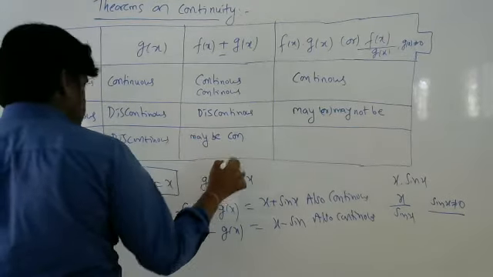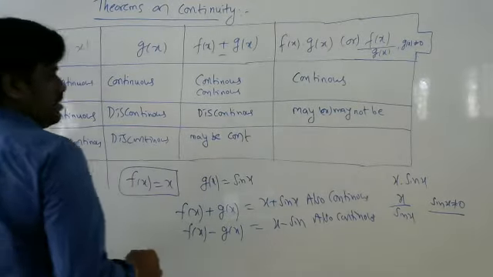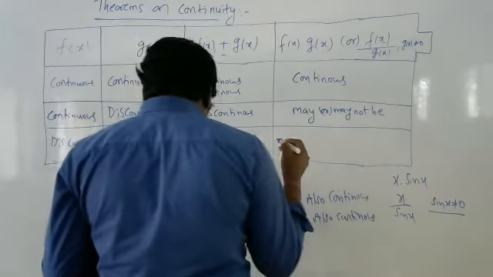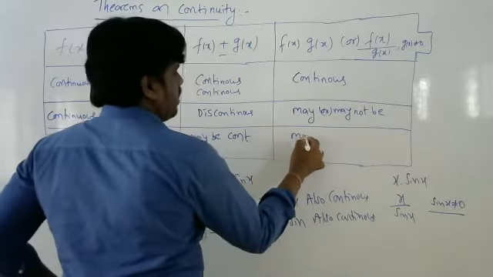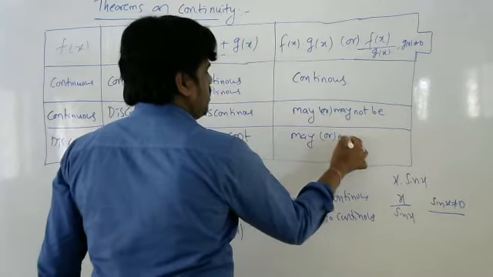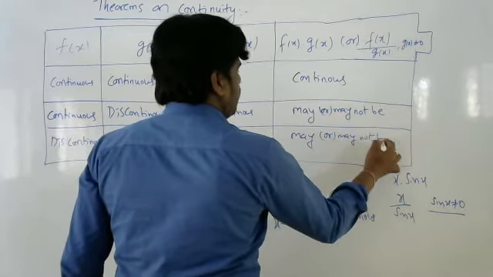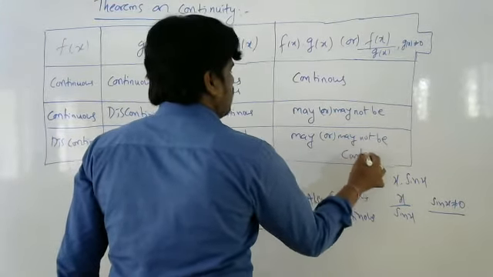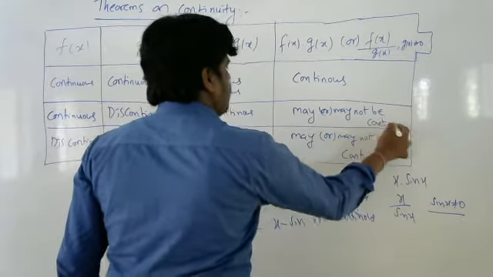May not be continuous. May not be continuous. Here also may not be continuous. May or may not be continuous. May not be continuous. So we cannot say about this. We cannot say in these cases.